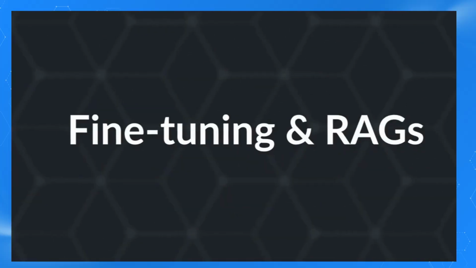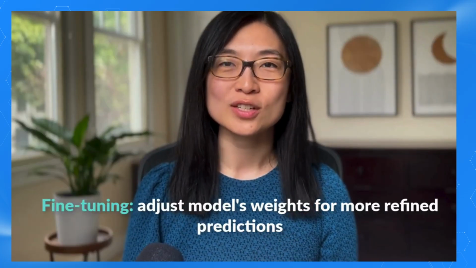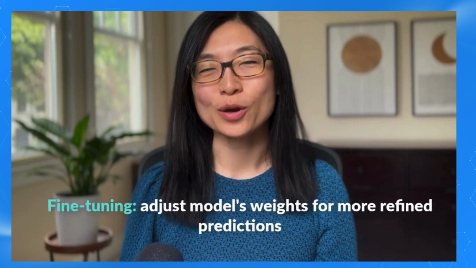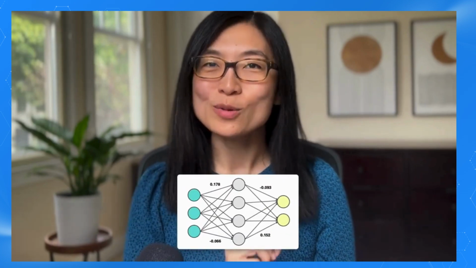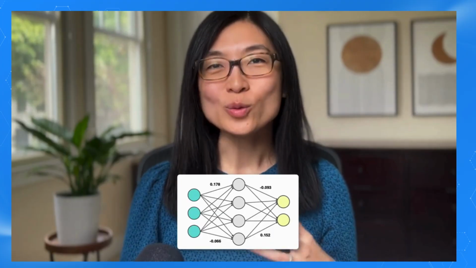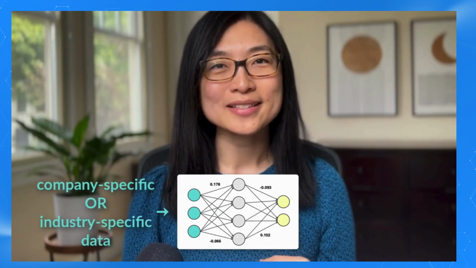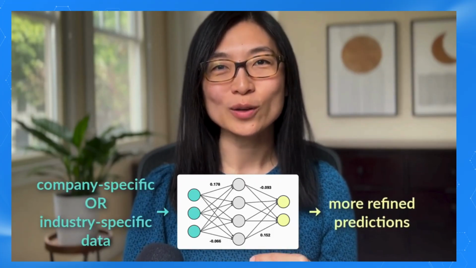Finally, if you don't want to use a pre-trained model as is, you can incorporate your own data as well using fine-tuning or RAGs. Now, the idea of fine-tuning means adjusting your model's weights. So if you remember back to our pre-trained model, all the lines from node to node had a weight associated with it. And when a model is pre-trained, those weights are locked in.